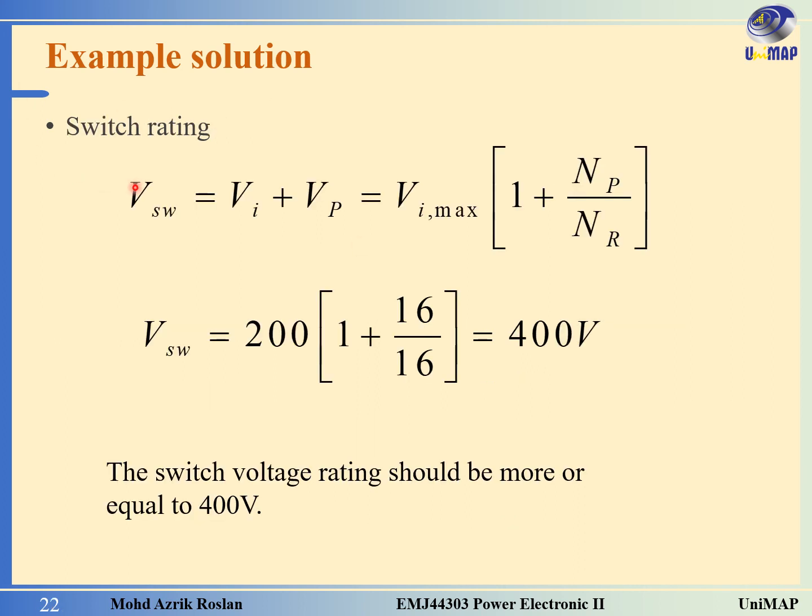Next, we have to consider the switch rating for the V switch. When we plug in the value here, because this one is the same, our V switch will withstand double our input voltage, which is 400 volt. So when we want to select the switch, for the voltage rating we have to find a value more than 400 volt.